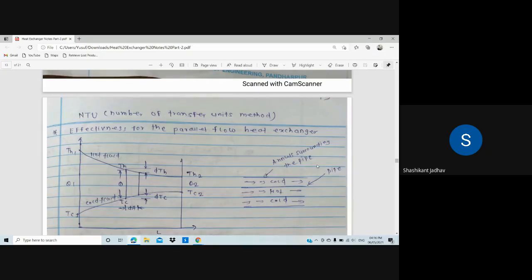Okay, so all of you give the new heading as NTU in bracket number of transfer units method. देन स्टार मार्क करून लिहा. त्याच्यामध्ये पहिली घेणार आहे आपण इफेक्टिव्हनेस फॉर द पॅरलल फ्लो हीट एक्सचेंजर, effectiveness for the parallel flow heat exchanger.